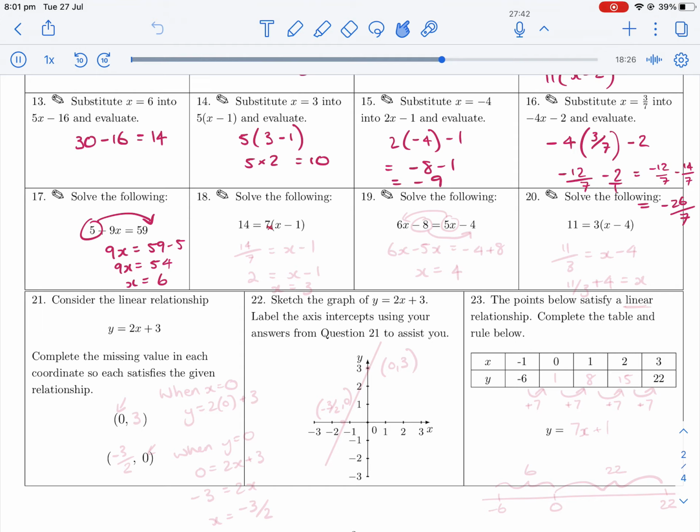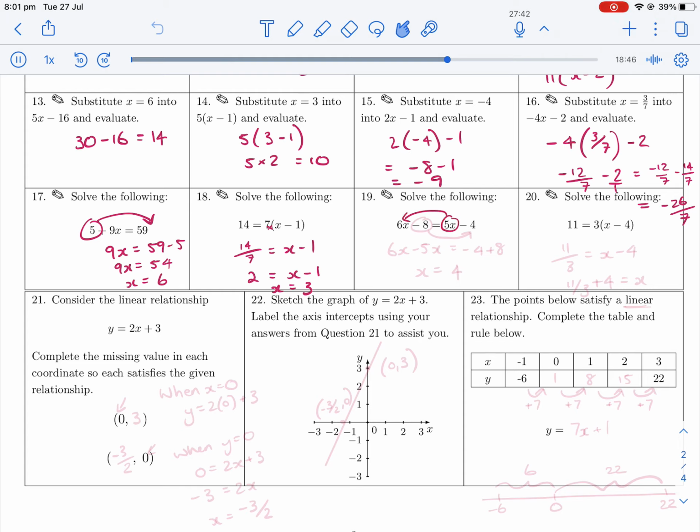Invisibly, there's a little times in between. So the opposite of timesing is dividing. 14 divided by 7 equals x minus 1. That's 2. So something minus 1 equals 2. X has to be 3. 3 minus 1 is 2.